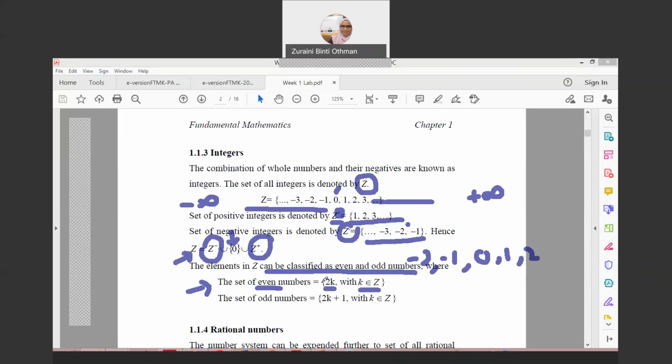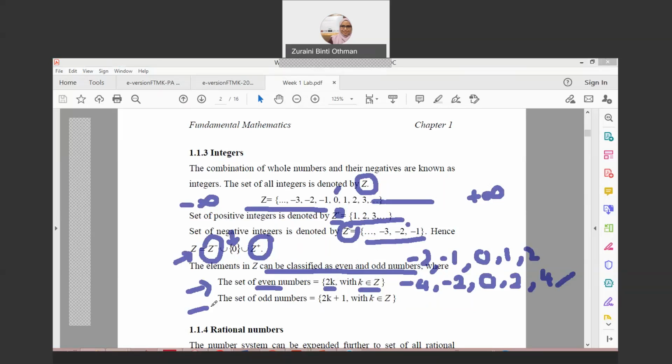Z, meaning that if we input negative 2, negative 2 times 2 becomes negative 4. Okay, if we input negative 1 times 2 it becomes negative 2. Okay, if we input 0 here, 0 times 2 it becomes 0. Okay, so now if we input 1 times 2 it becomes 2. Okay, 2 times 2 becomes 4. So this is the even number.